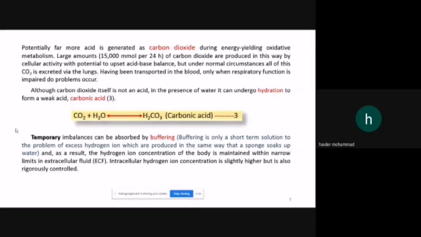Anyway, as a result, the hydrogen ion concentration of the body is maintained within narrow limits. ولذلك يكون دائما ضمن حدود محدودة. In extracellular fluid. احنا we are speaking just in extracellular fluid. By the way, the intracellular hydrogen ion concentration is slightly higher, but is also rigorously controlled. يعني concentration of hydrogen ions داخل السيل تكون شوي أعلى من الاكسترا فلويد، وأيضا تحصل له عملية البفرنج داخل السيل. Okay, هذا out of scope of our subject، ما نتكلم عن داخل السيل فقط خارج السيل.